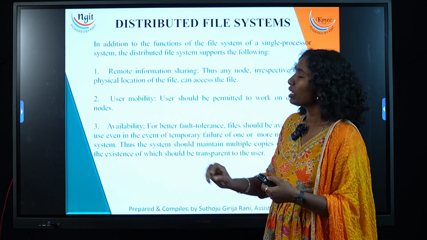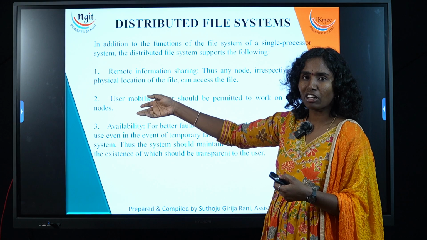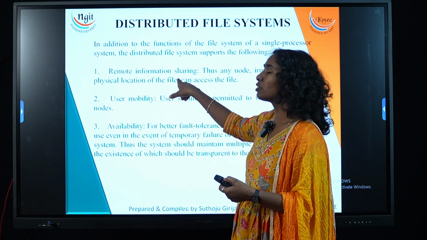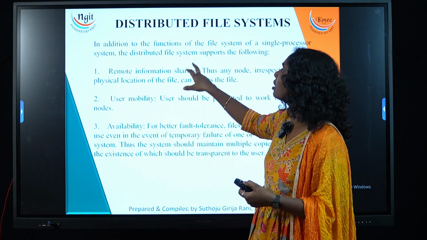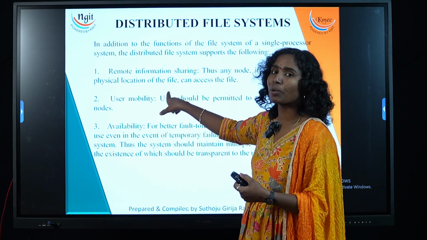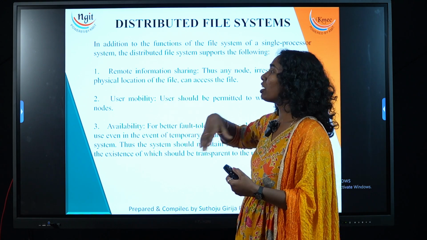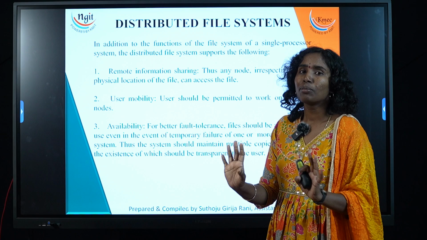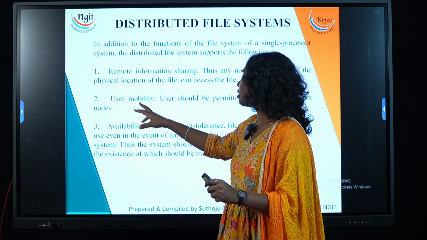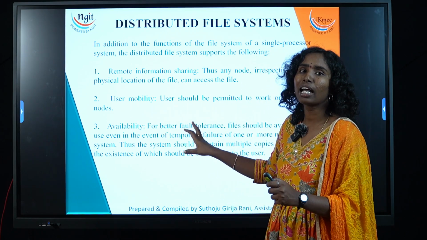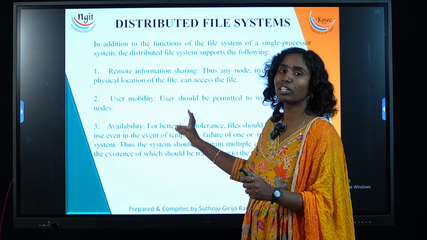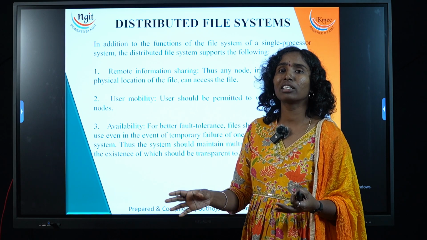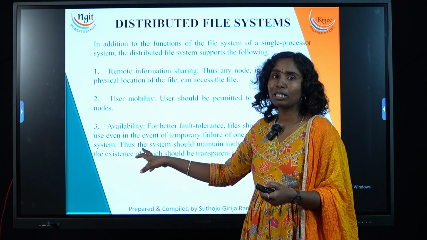Next, in addition to the functionalities we have seen, remote information sharing is very important in the distributed file system environment, where we are unworried about where the file is located, but we need to access it. That is our major agenda. Now, user mobility: all the users can have access to all the files, and different nodes and systems can utilize any file in the network. Next, availability.